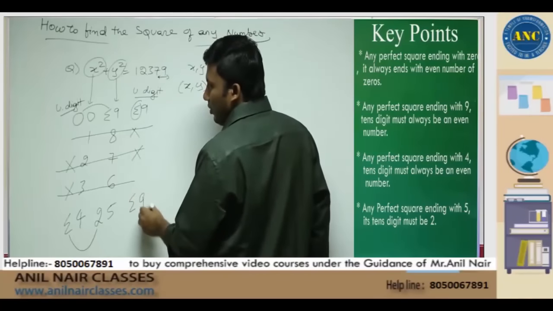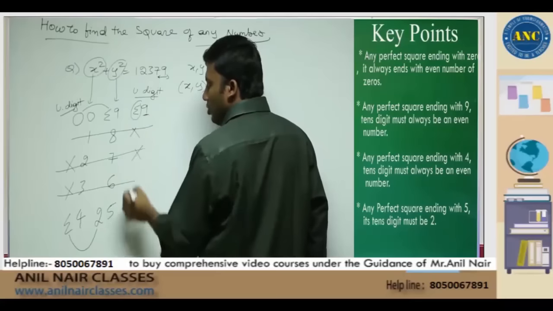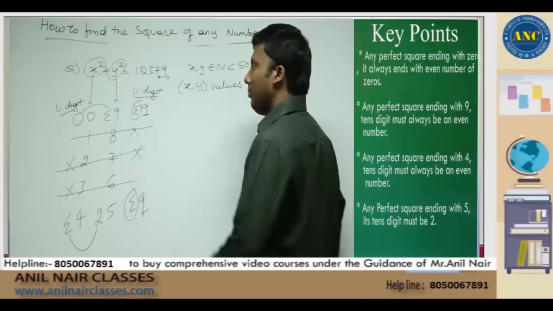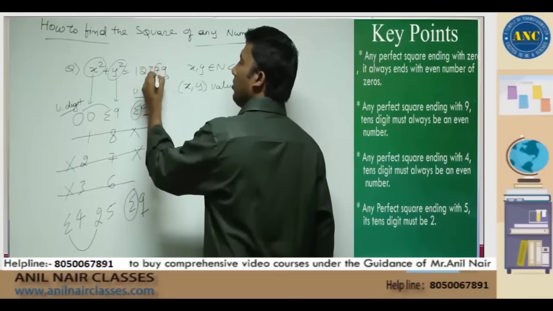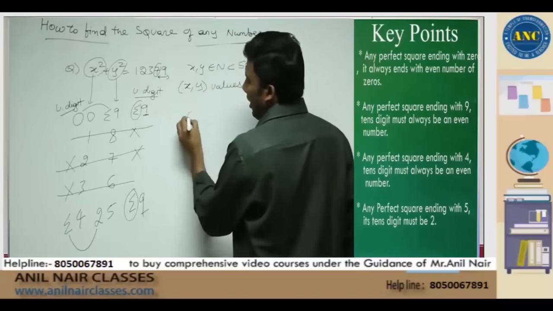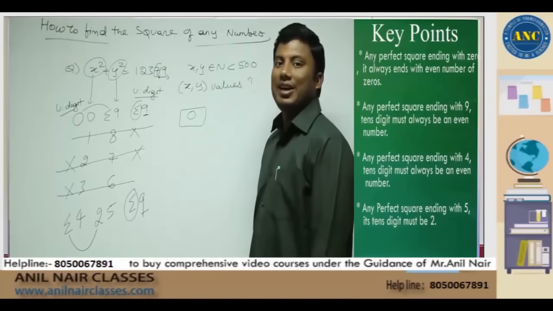That means by using this logic, the right hand side should end with 9, and what should be the tens digit nature? According to the question, the tens digit is 7, which is odd, not an even number. So therefore, what will be the answer? 0. I hope the logic is clear to you.